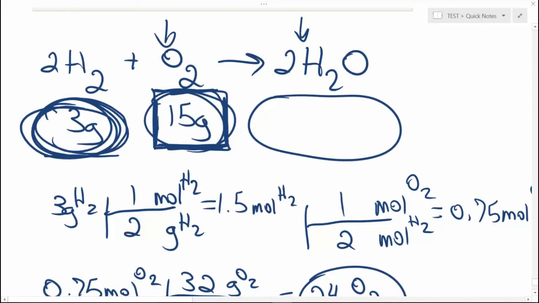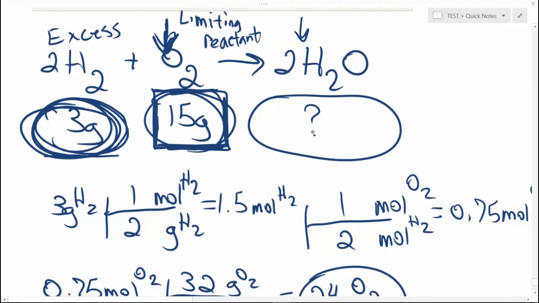And what we call this thing that runs out first, we call that a limiting reactant. And this one is in excess. Okay? And the limiting reactant tells us how much water we produce.